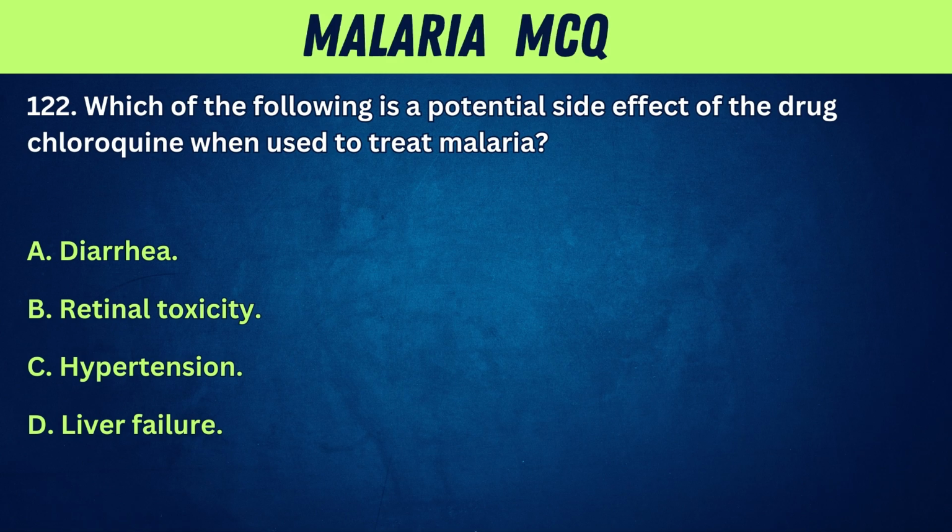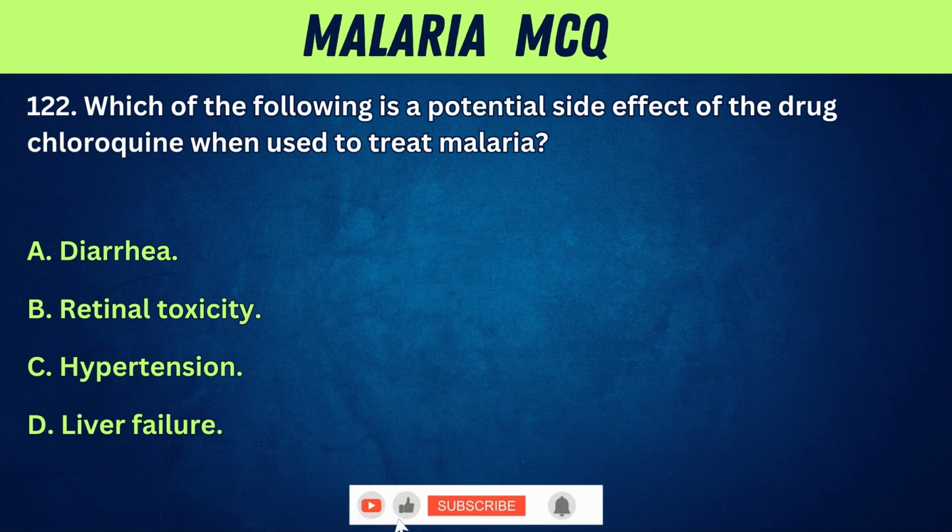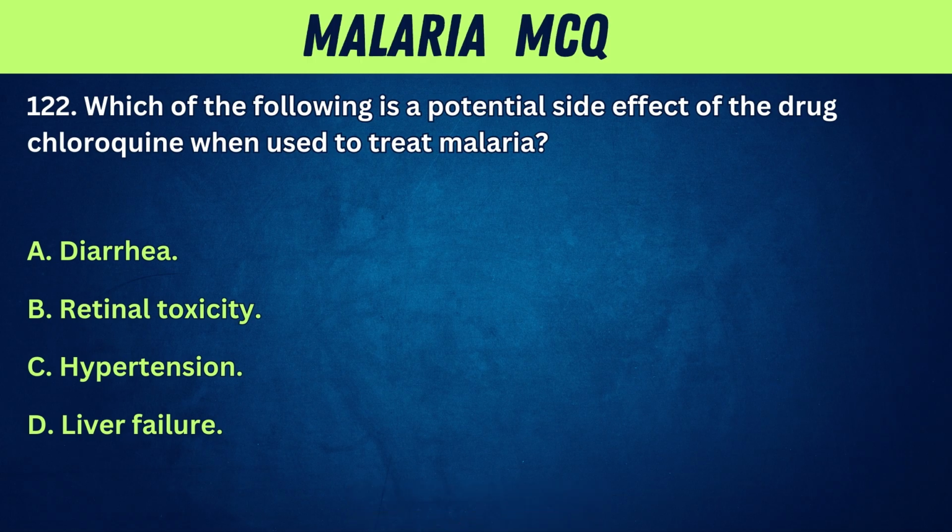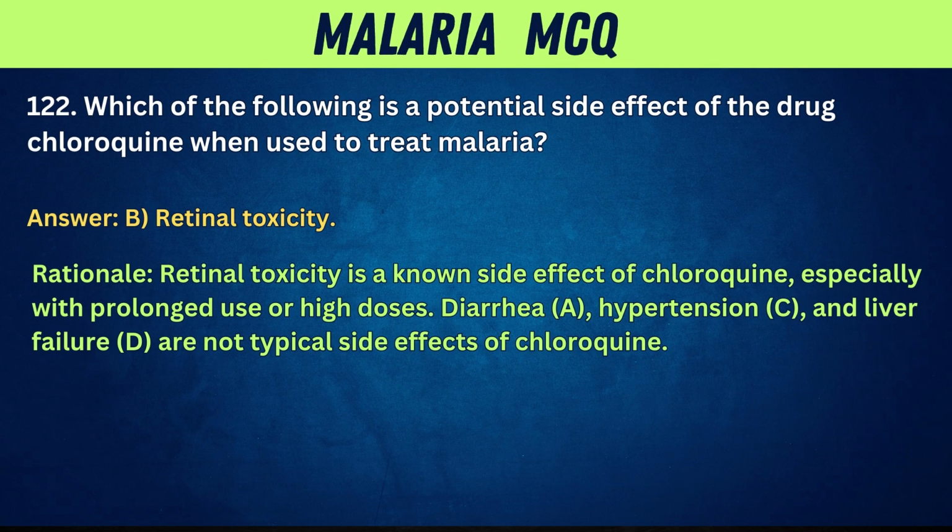122. Which of the following is a potential side effect of the drug chloroquine when used to treat malaria? A. Diarrhea. B. Retinal toxicity. C. Hypertension. D. Liver failure. Answer: B. Retinal toxicity.